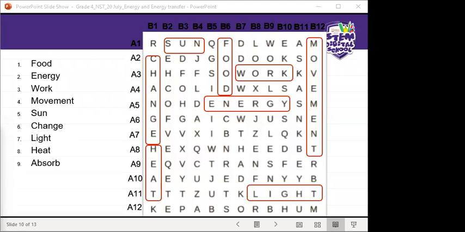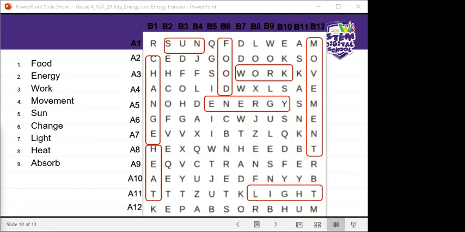A12 to B9. All right. So we also have Cherise telling us that it's A12 to B9. All right, cool, awesome. So Dane, what does the word absorb mean?